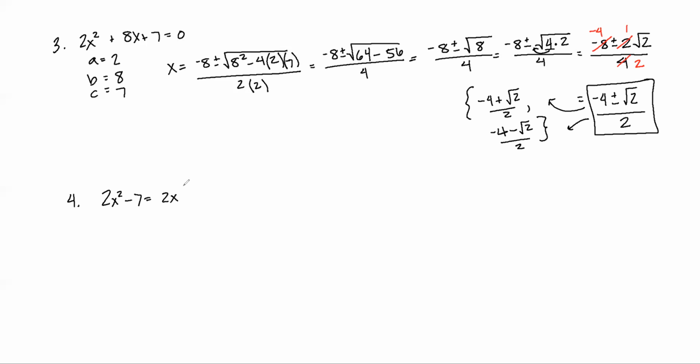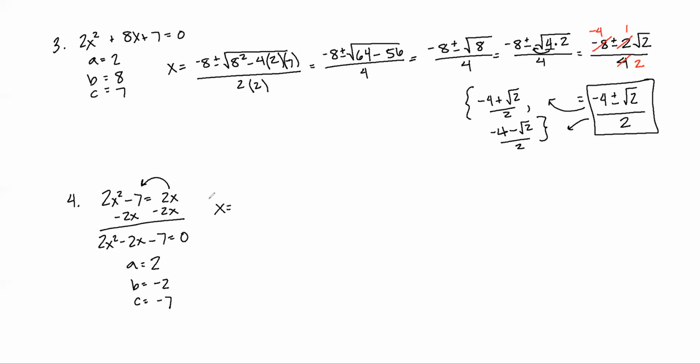Now with this one, it's not in standard form, it's not equal to 0. So first thing I'm going to do is move this 2x over to the other side. So I'll subtract it and make sure it goes in the right place. It is our middle term, so I'm going to have 2x squared minus 2x and then minus 7 equals 0. Now it's in standard form, so we can get a, b, and c. And so a is 2, b is -2, c is -7. And now we can go ahead and do our quadratic formula.